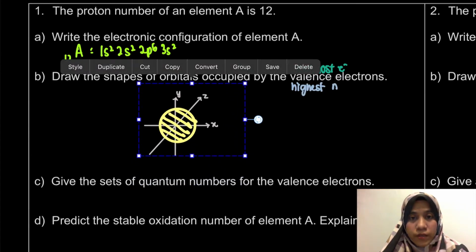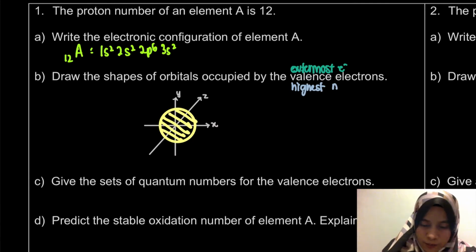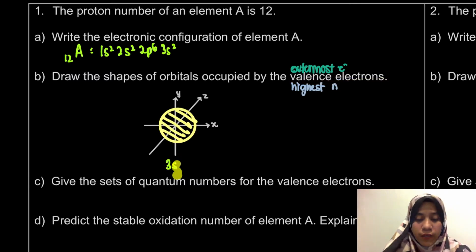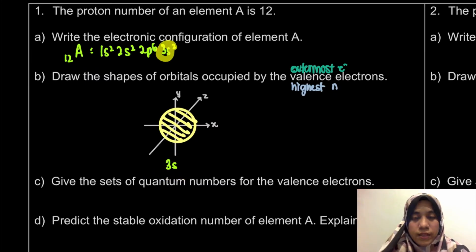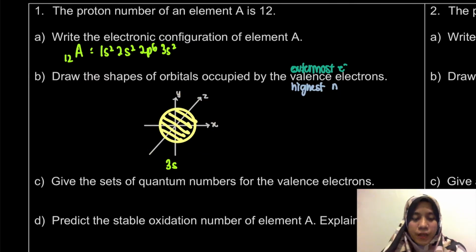For the drawing itself, you must have your axis. For the s orbital, it is a spherical shape, and you must shade the orbital itself. Last but not least, you have to label it as the 3s orbital. You have to label the n as well, because they want the valence electron. If you only write s, it could be 2s or 1s. So you must be specific. It is 3s. In this case, because it only has 3s, we draw the 3s orbital only. If there were 3p, we would have to draw 3p as well. So that's for question B.